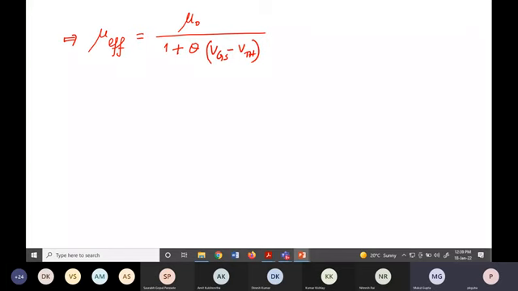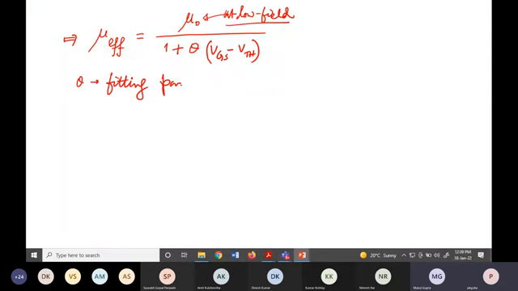Now here, mu naught is the mobility in the low field, when the field is low. At low field, this is the mobility. And what is theta? Theta is known as a fitting parameter.